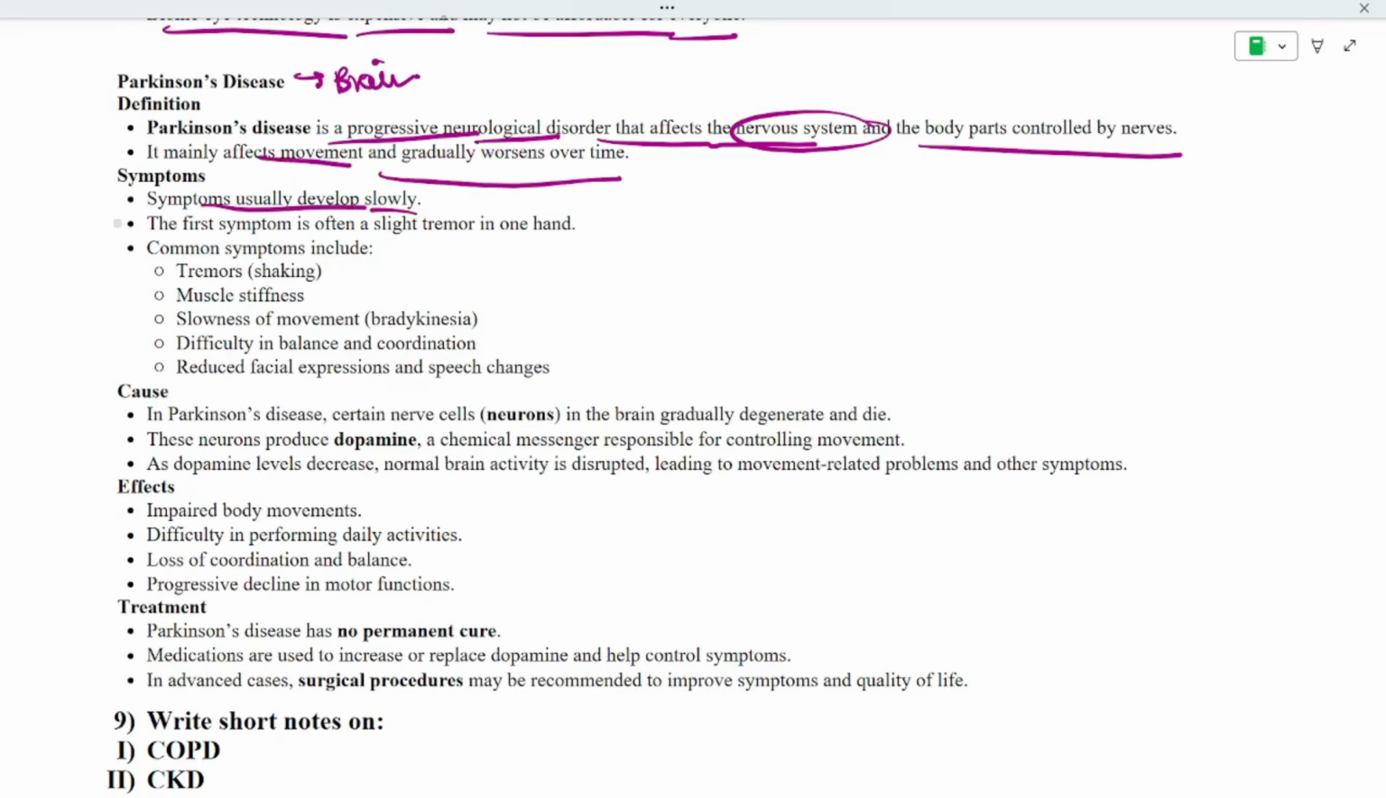Now, the simple symptoms. It starts slowly, developing as a light tremor in one hand, like shaking, along with muscle stiffness, slowness of movement, difficulty in balance, reduced facial expression, and speech changes.